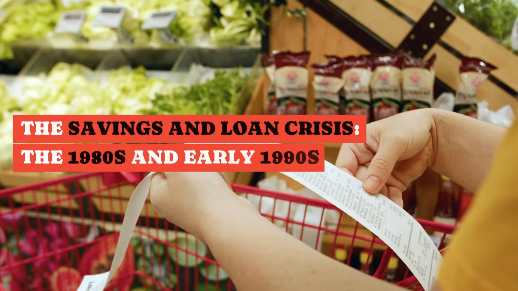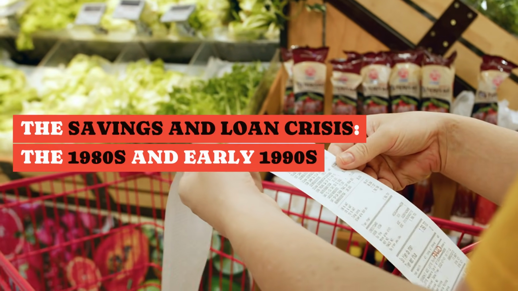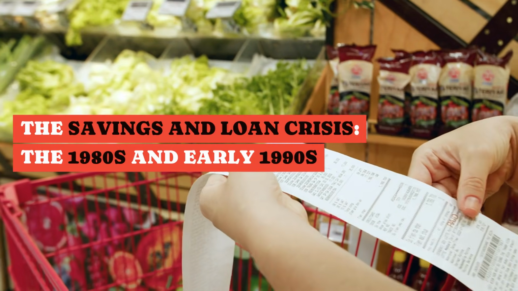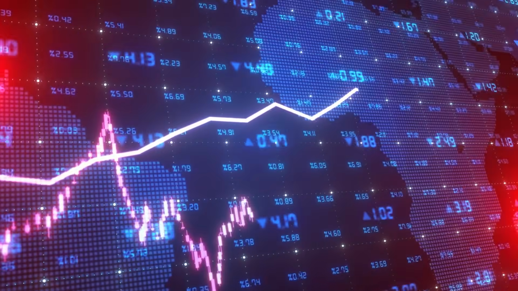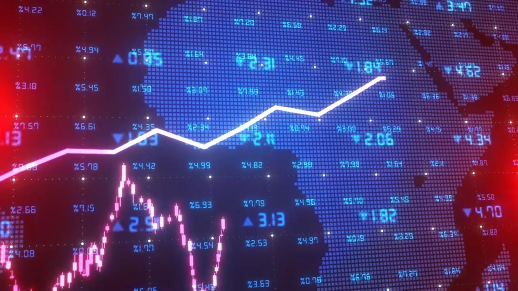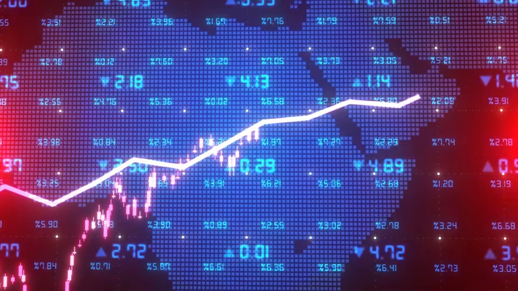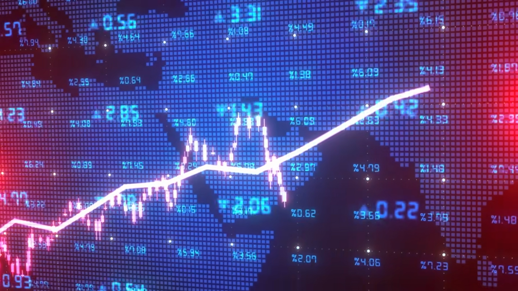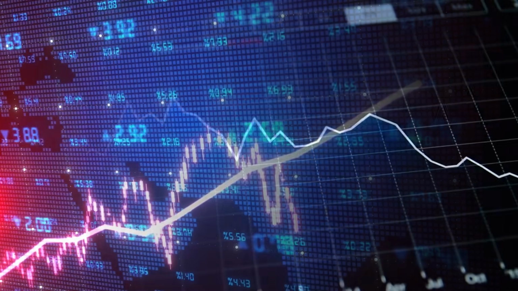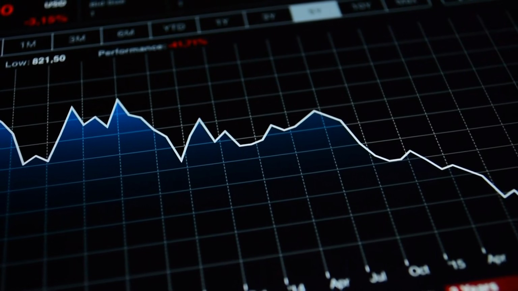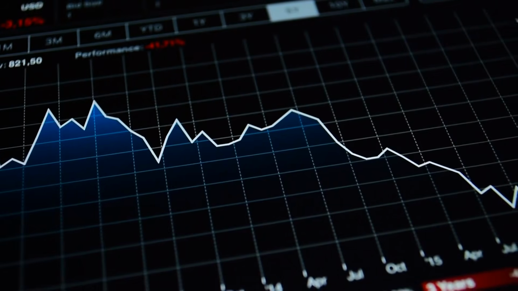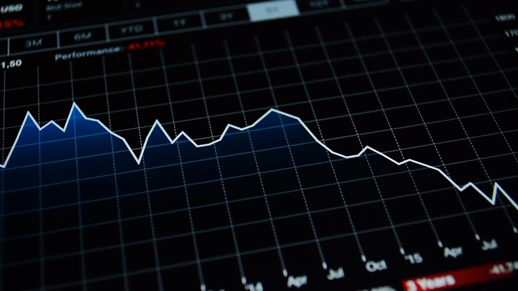The savings and loan crisis, the 1980s and early 1990s. In the 1980s and early 1990s, the United States experienced another financial crisis, this time centered on the savings and loan (S&L) industry. The crisis was caused by a combination of deregulation in the financial sector, risky lending practices, and poor management of S&L institutions.